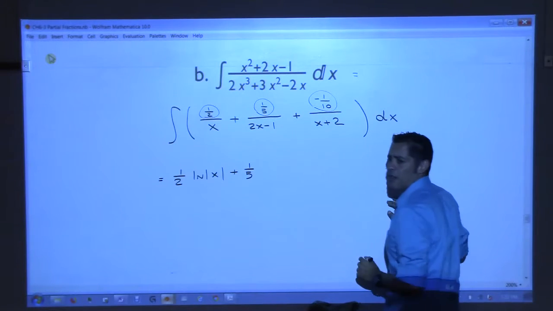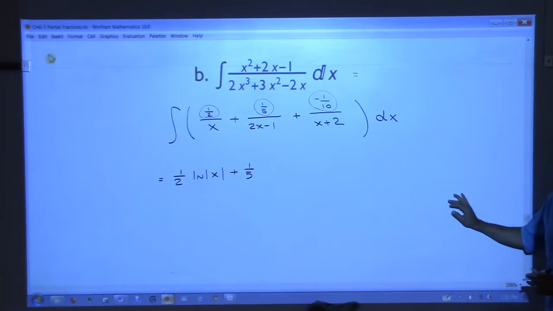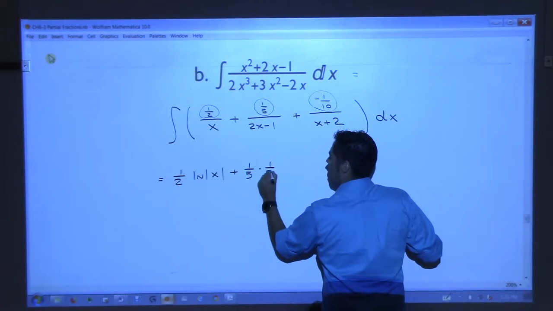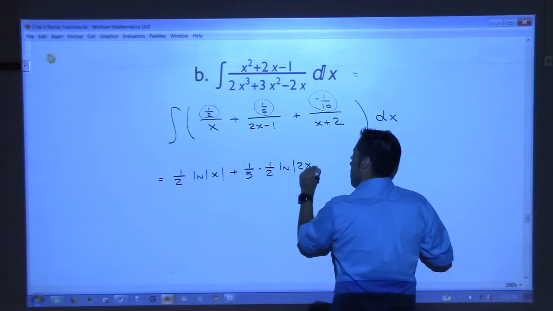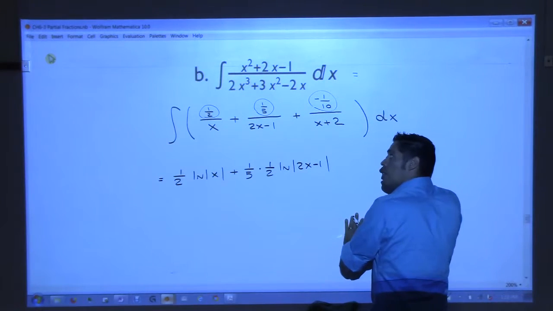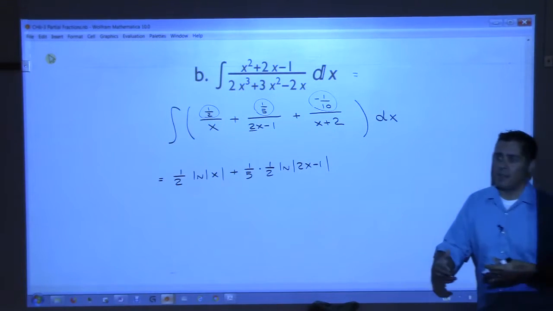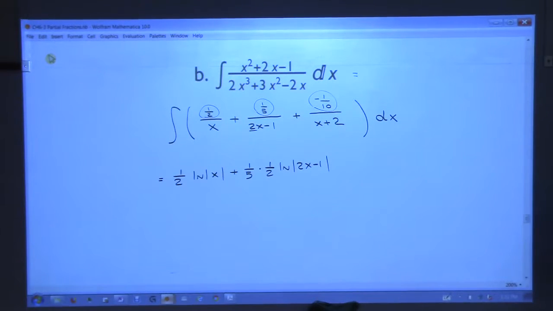Now I have 1 over 2x minus 1. The antiderivative of that is what? Careful. 1/2 natural log 2x minus 1. Where'd that 1/2 come from? Yeah, this is linear, right? So you had that 2 in front. So you have to compensate for that 2 by doing 1 over a. We talked about that last time.